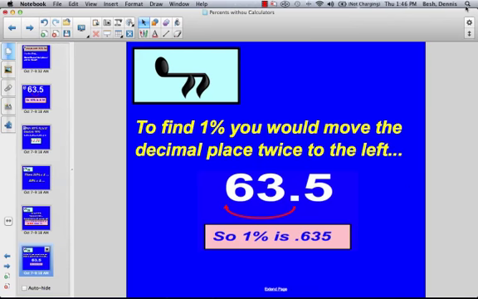Another side note is if you ever had to find 1%. This is a big mistake that students tend to make. I show them that if they move the decimal place 1 unit to the left, that's 10%. Well, now students think if they move it twice, they find 20. That's incorrect. If you move it twice, you're actually finding what 1% is going to be. So if my number was 63.5, then 1% of that is going to be 0.635.